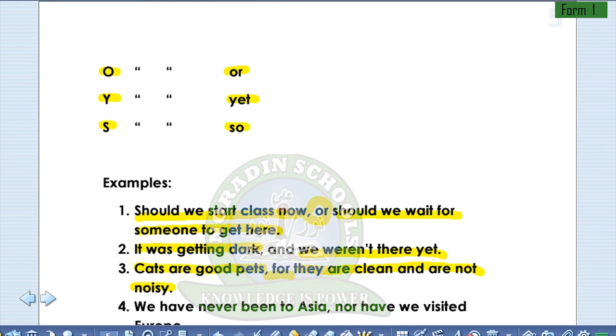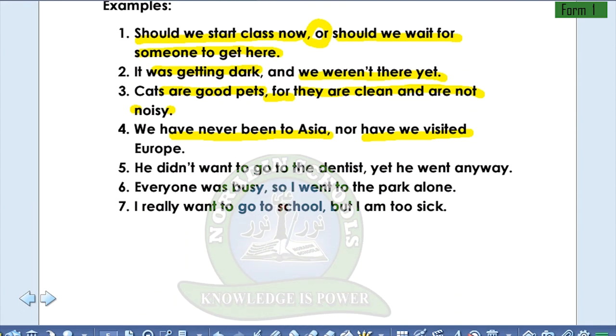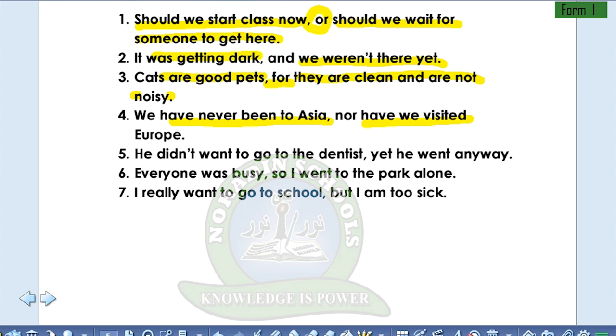The first one, we have never been to Asia. You have got here one simple sentence: we've never been to Asia. The second simple sentence is, have we visited Europe? Now, to join these two simple sentences into one compound sentence, you need one coordinating conjunction and a comma. In this case, we have the coordinating conjunction nor, which is used for negative and true statements.